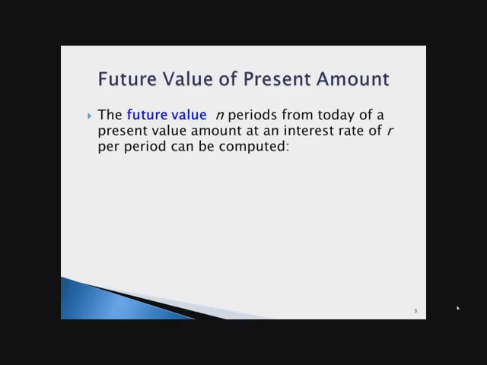We begin with the basic formula for the future value of a present amount. The future value, n periods from today, of a given present value amount today at an interest rate of r per period can be computed by taking the present value amount and multiplying it by 1 plus the interest rate and then raising that to the n power. That gives us the future value.